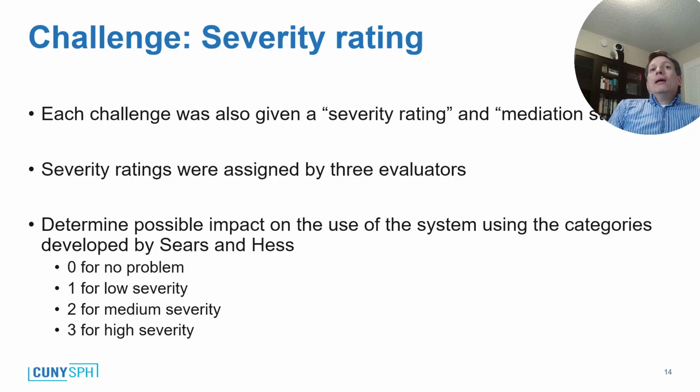Then all severity ratings were assigned by 3 evaluators for every single challenge, even if it was not a challenge that they identified. That's why the scale went from 0 to 3. Because if you don't agree there is a challenge, then you just give 0. But if it's low, medium, or high, then that's 1, 2, and 3.